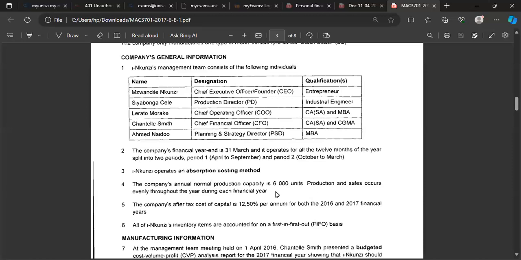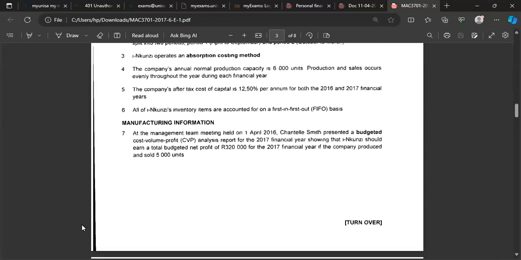So we've got our 6,000 units there, and then the company's after-tax cost of capital is 12.5% per annum for both 2016 and 2017. All of Inkunzi's inventory is accounted for using the first-in, first-out method. At the management team meeting held on the 1st of April 2016, Chantel Smith presented a budgeted cost volume profit analysis report for the 2017 financial year, showing that Inkunzi should earn a budgeted net profit of 320,000 for the 2017 financial year if the company produced and sold 5,000 units.